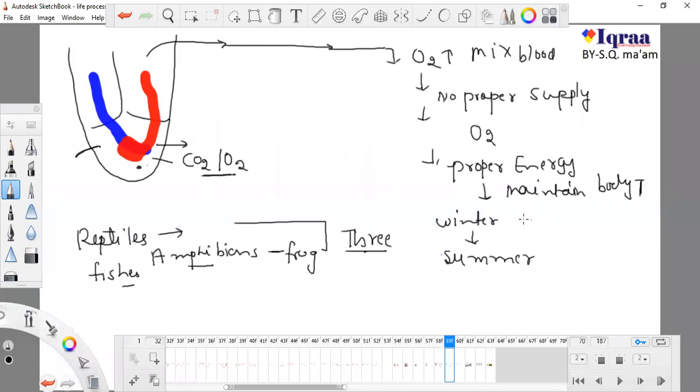In both winters and summers, for those organisms having a three chambered heart like reptiles and amphibians, in winter season and summer season, they cannot maintain their body temperature, because the maintenance of body temperature needs energy, and they cannot produce a good amount of energy, because they are not provided with very good oxygen, because their blood is getting mixed all the time. That's why in winter season and summer season, they undergo a condition which is known as hibernation.